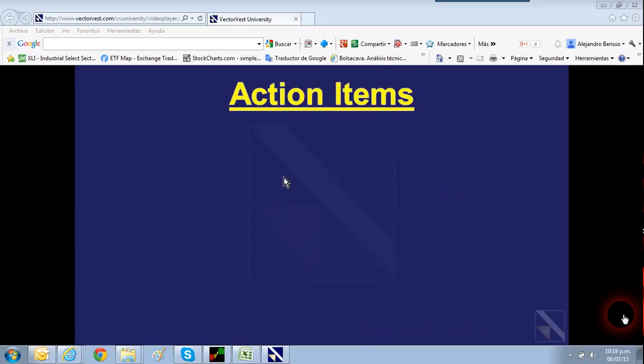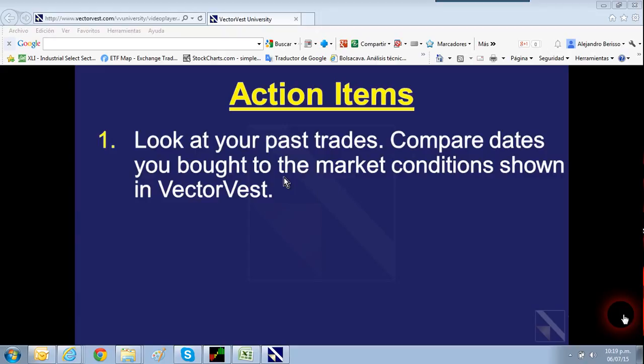All right, so that brings us to what you should do right now. Let's look at our action items. Number 1, go back and look at your past trades and actually compare the dates that you bought those stocks to what the market conditions were in VectorVest, what we were saying the market conditions were in the VectorVest product. Let me show you how to do that.